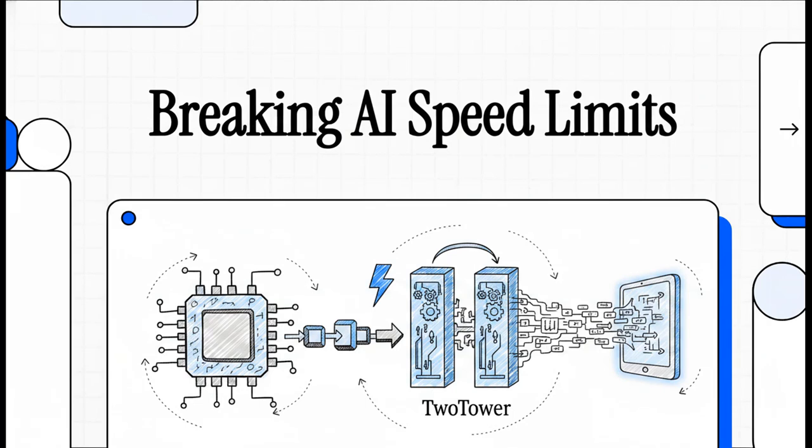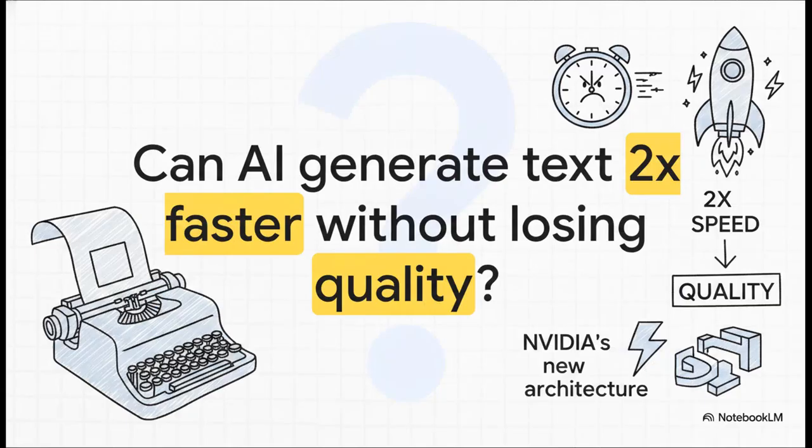We're diving straight into a massive breakthrough from NVIDIA that tackles one of the absolute biggest bottlenecks in AI text generation. They call it the Nemotron-Labs-TwoTower model, and it completely reimagines how large language models actually generate the words you read on your screen. So here's the million-dollar question for you. Can we actually make AI generate text twice as fast without trashing the quality?